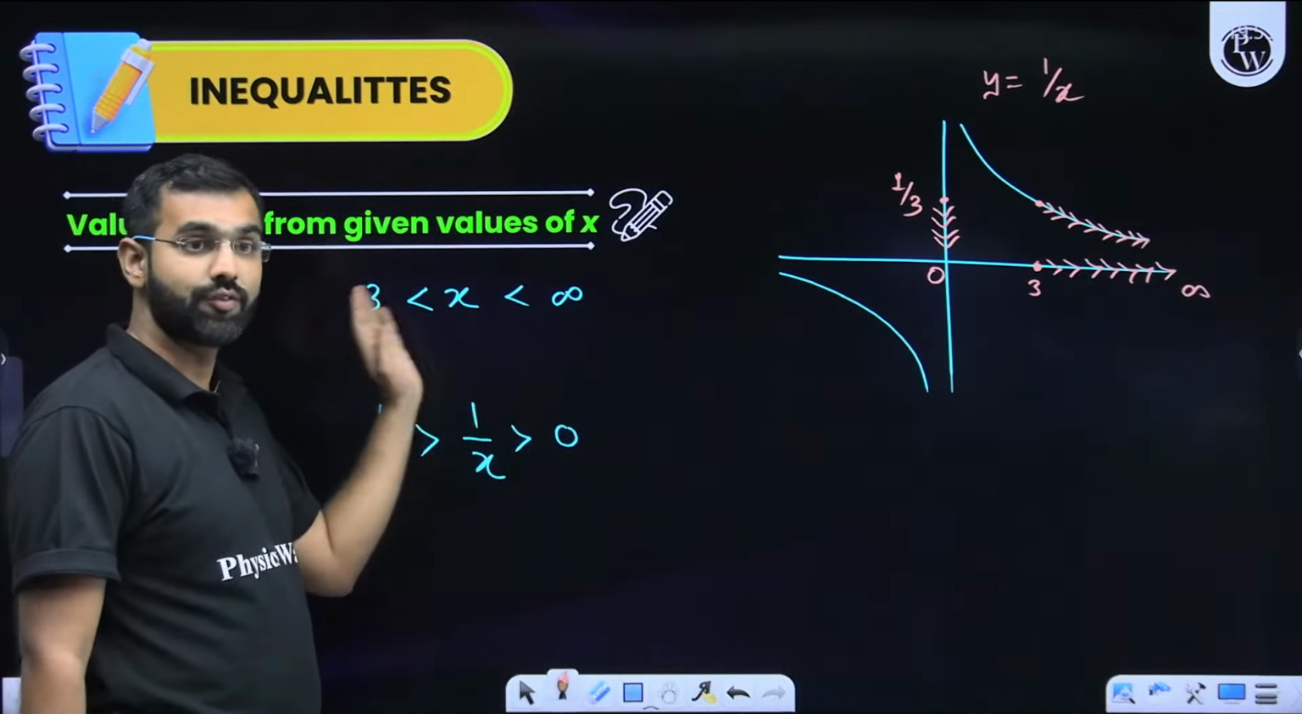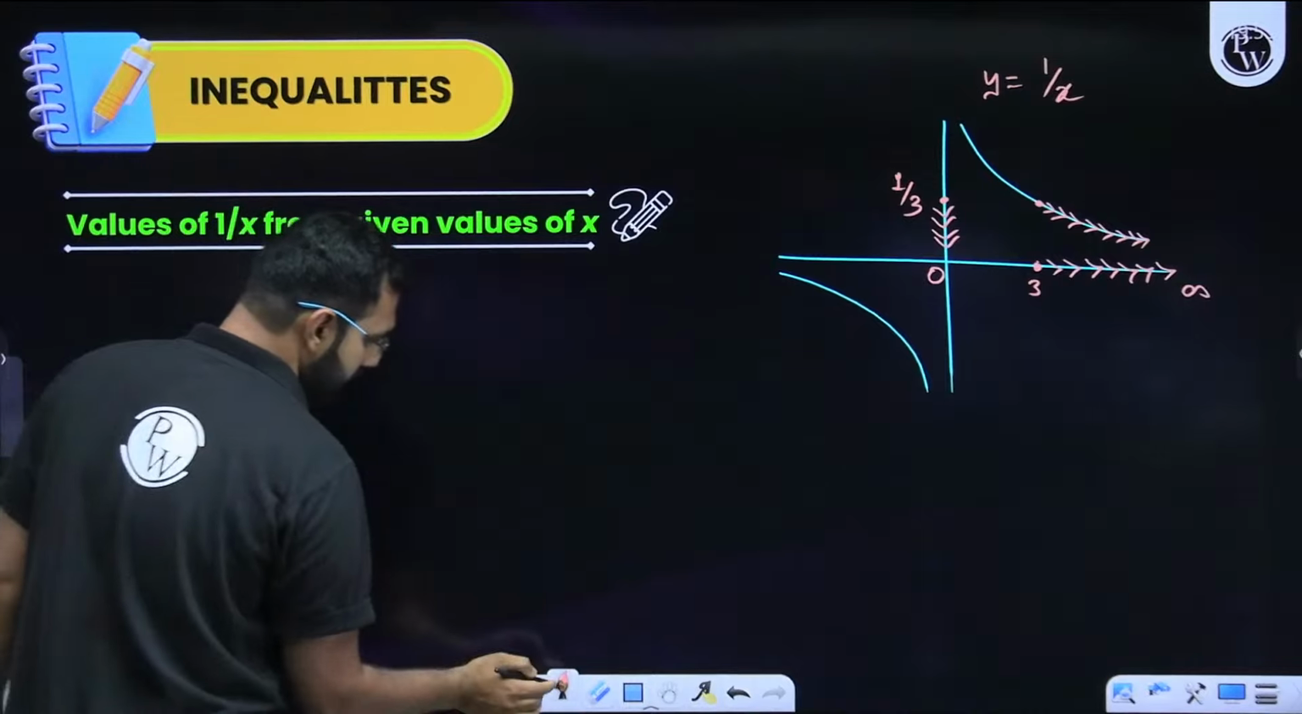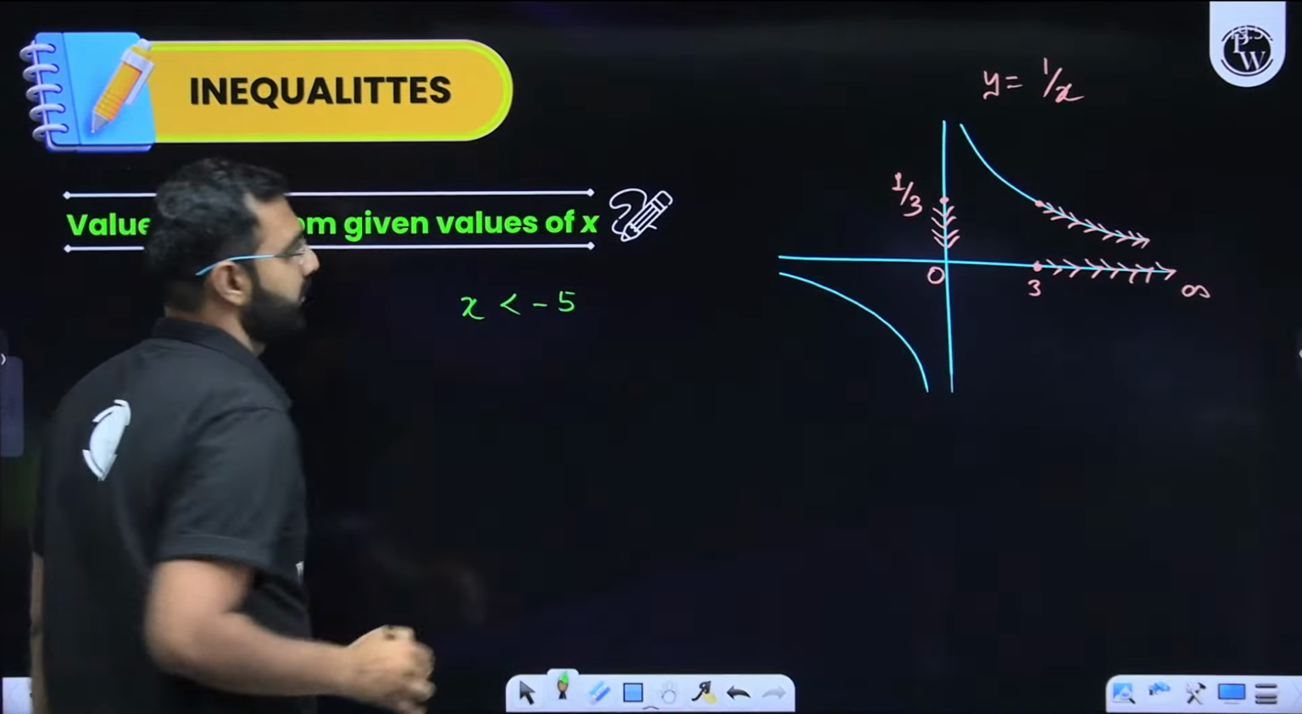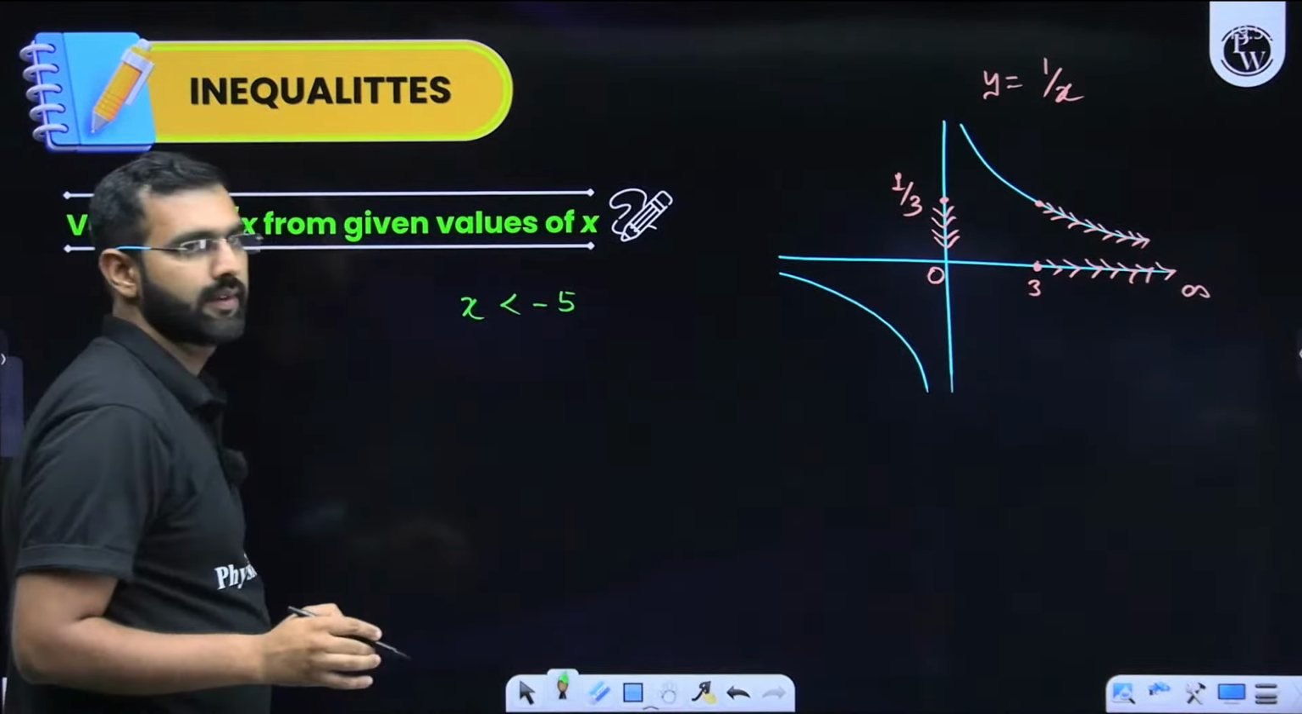Let's take one more example. Here, let's say if I say that, sir, x is less than -5. Here also, luckily, x is taking all the negative values. And of course, if x is less than -5, it must be greater than -infinity. If it is less than -5, which means all the values less than -5. So here, I'll be seeing the value of x to be -5. So here at -5, the value of y will be -1/5.